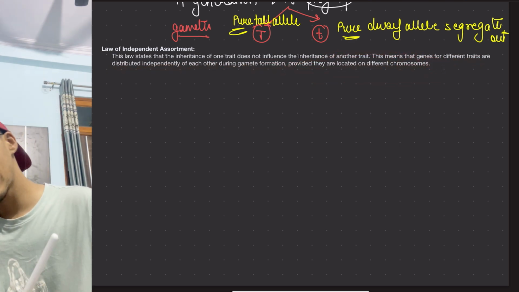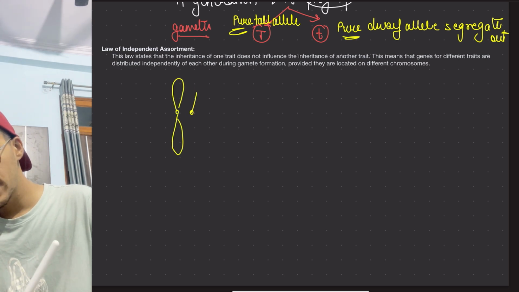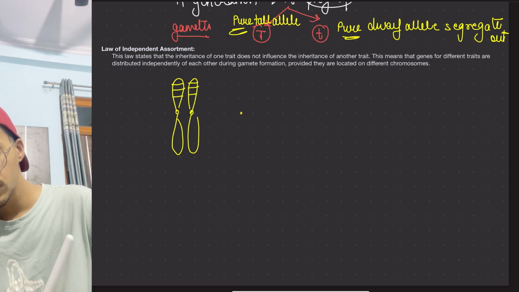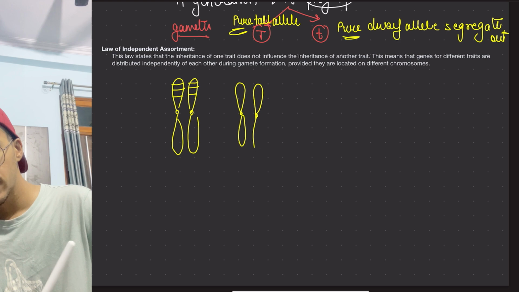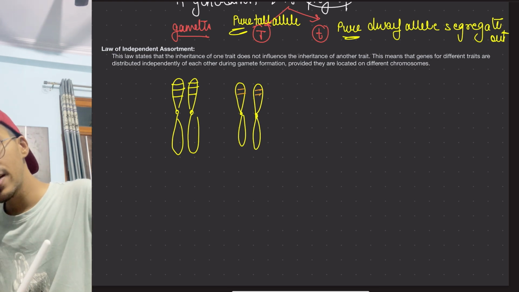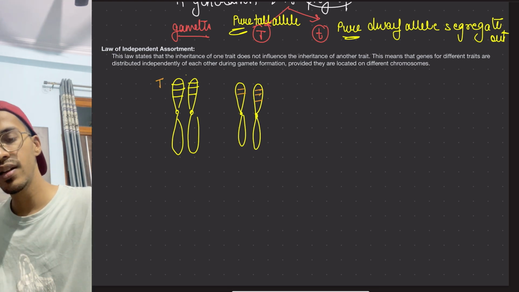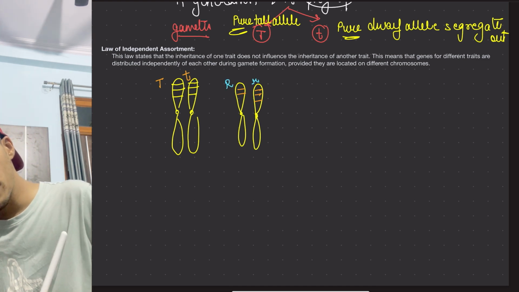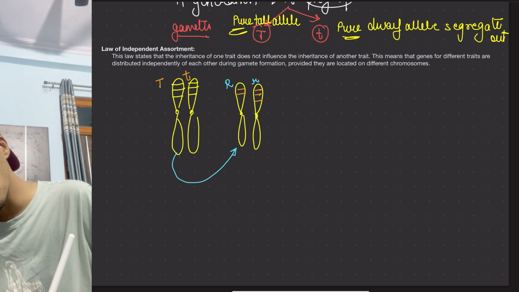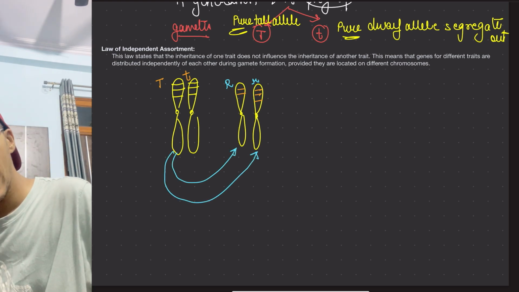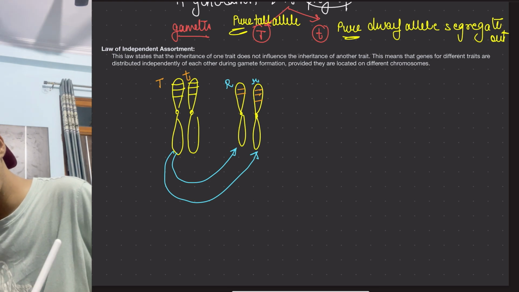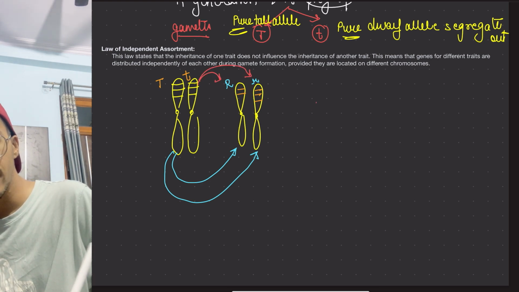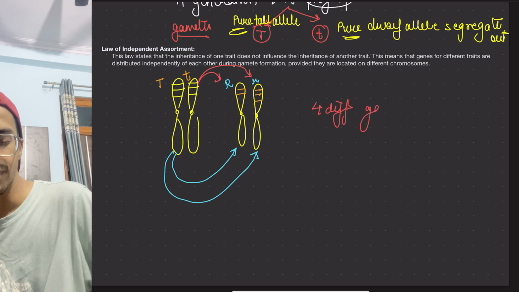Now, for example, what is happening? For example, this is your chromosome. First example. What happens if these genes are there? And this is another chromosome, and on this genes are there. So for example, if capital T, small t is present over here, and over here capital R, small r is present, means this chromosome can go with this also, this chromosome can go with this also. Or another option is this chromosome and this chromosome. So means 4 different gamete options are there.